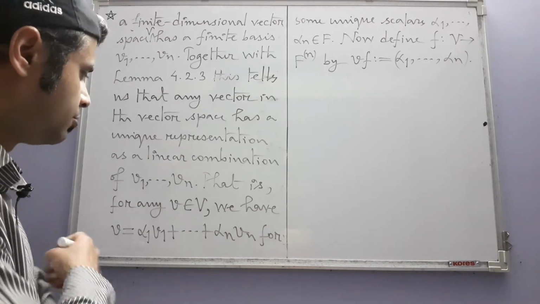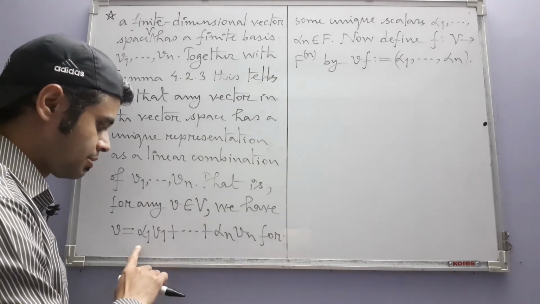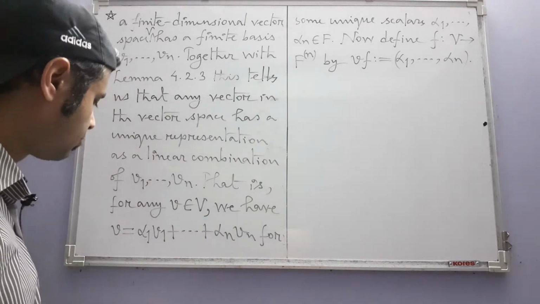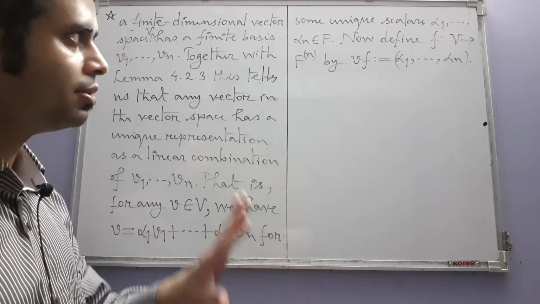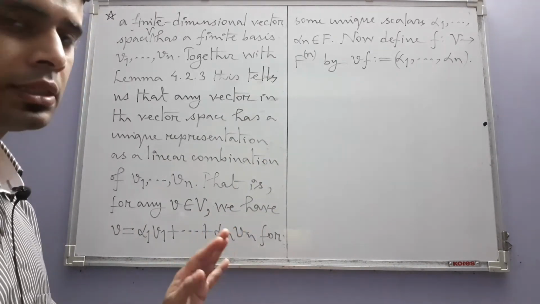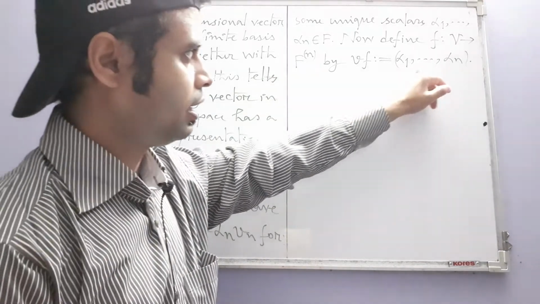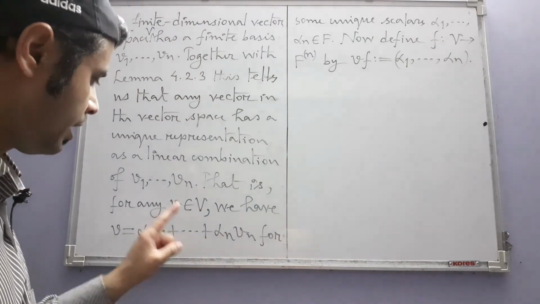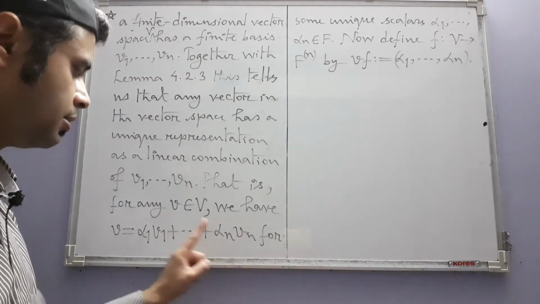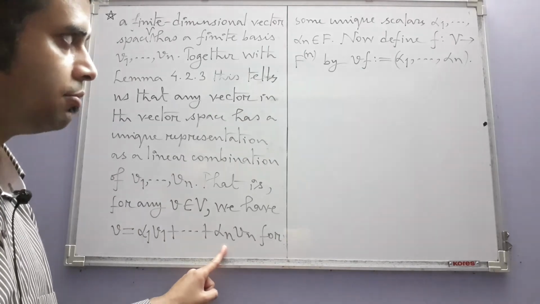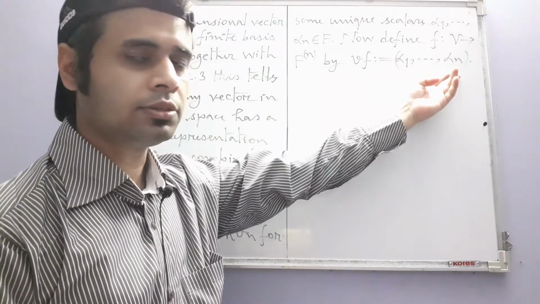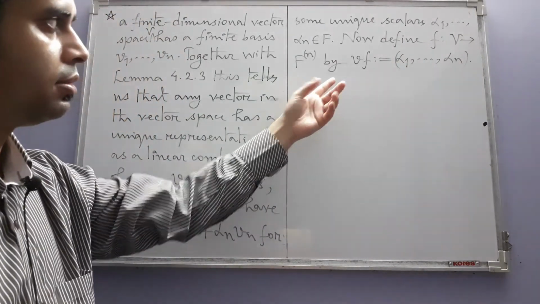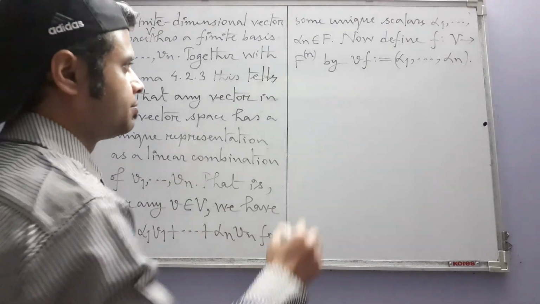You see, for any vector in our space, such a representation exists. So that means for a given V, such alphas can be found, n number of alphas, not necessarily distinct, but n alphas will be found. So there is an n tuple. And because this expression is unique, the alphas are uniquely determined by V. So the image that you see here of V under the function F, that is unique. So that means the function F is well defined.